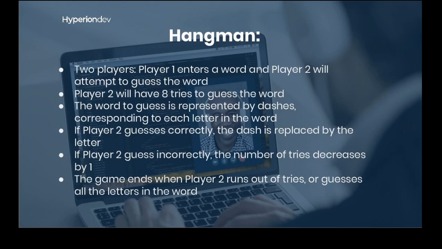The word to guess is represented by dashes corresponding to each letter in the word. If player 2 guesses correctly, the dash is replaced by the letter. And if player 2 guesses incorrectly, the number of tries decreases by 1. So the game ends when player 2 runs out of tries or player 2 guesses all of the letters in the word.